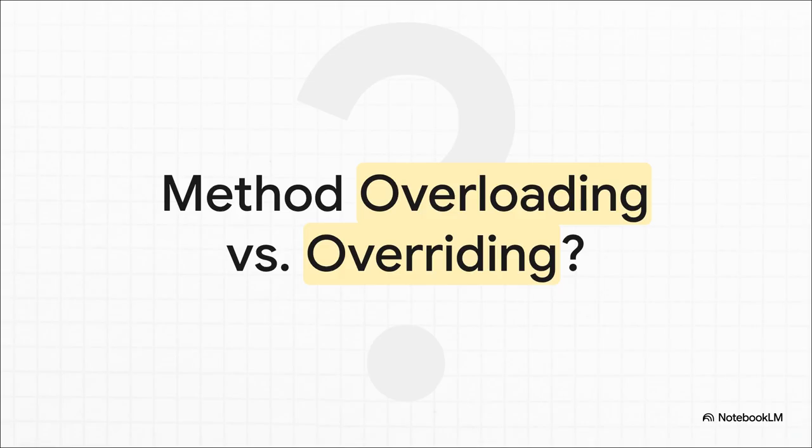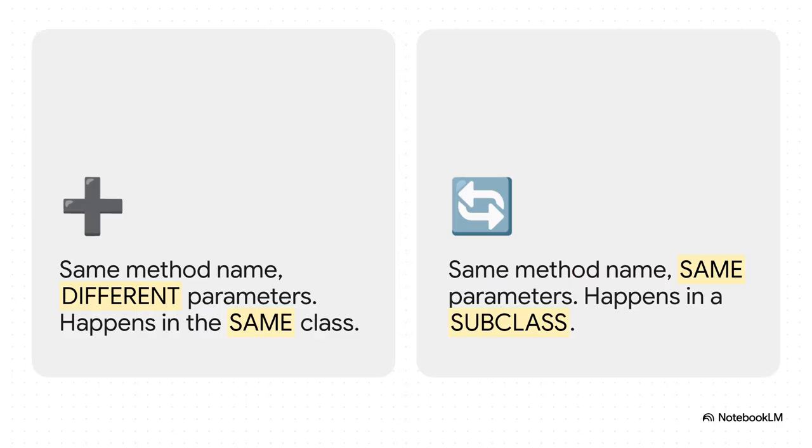The key is knowing where it happens. It's actually pretty simple when you break it down. Overloading happens in the same class. You have two or more methods with the exact same name, but they have different parameters. It's just a way to have one method name do slightly different things. Overriding, on the other hand, happens in a subclass. This is when a child class takes a method it got from its parent and provides a brand new implementation. Same name, same parameters, but in a child class.